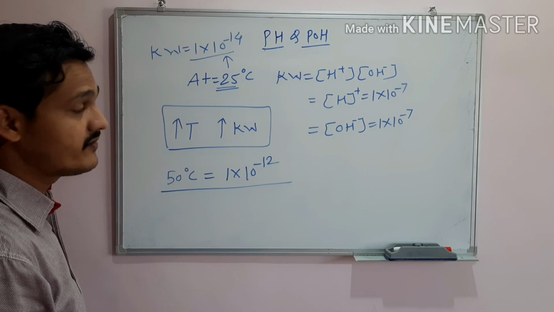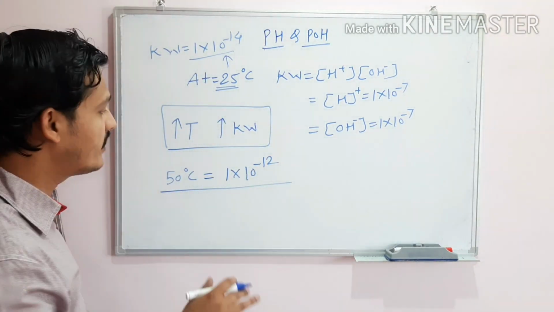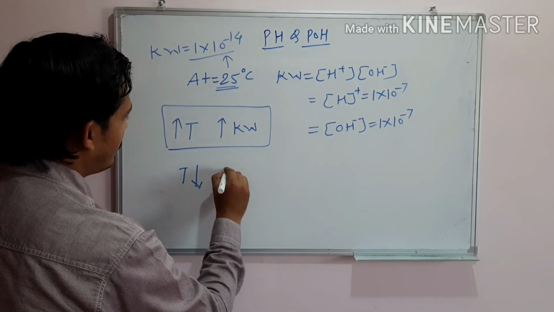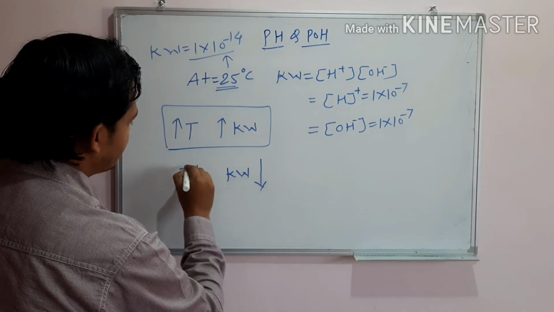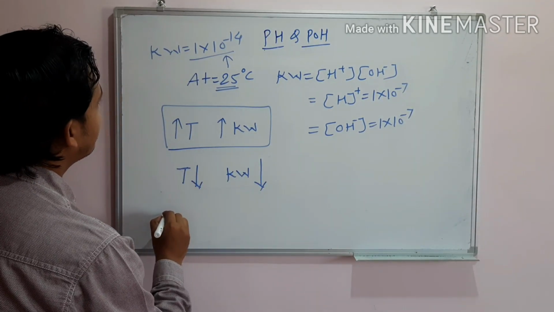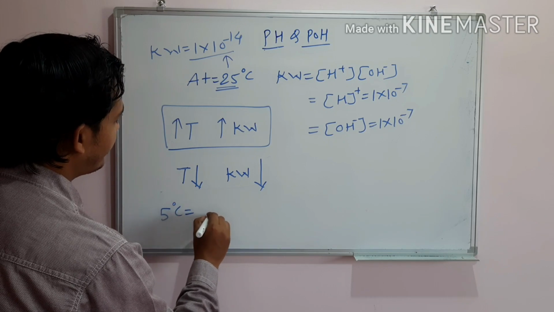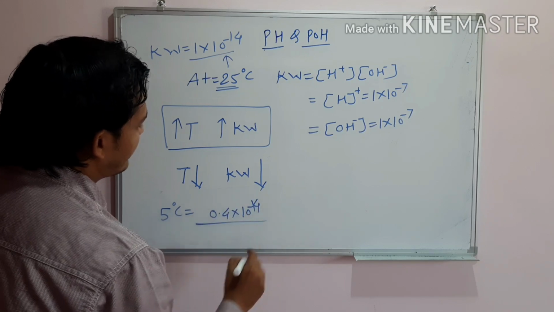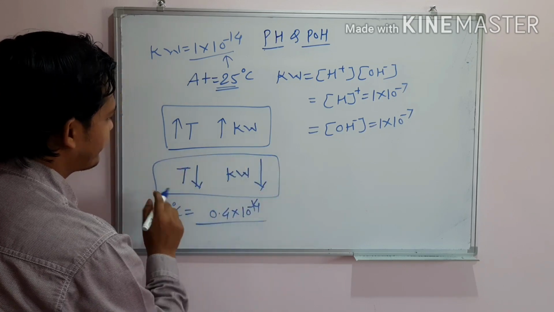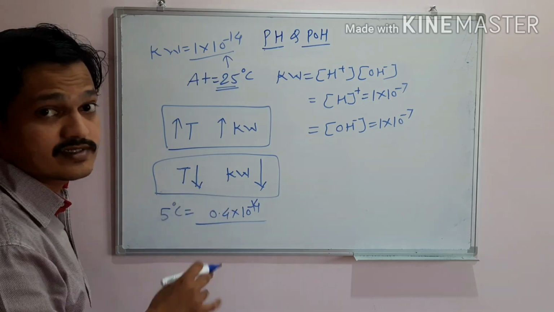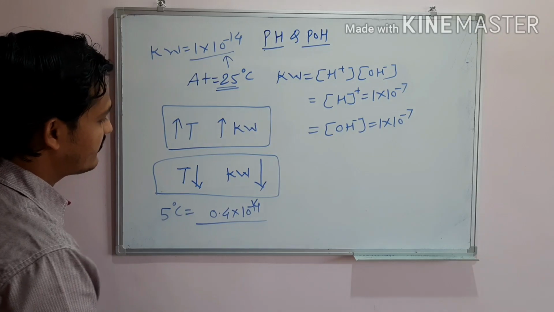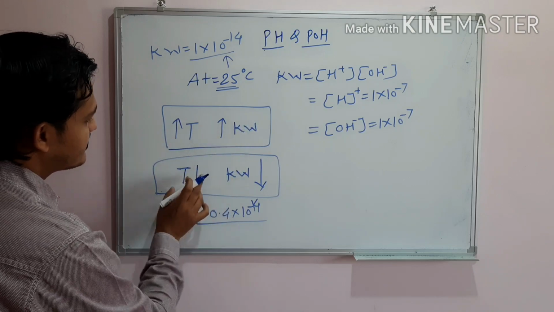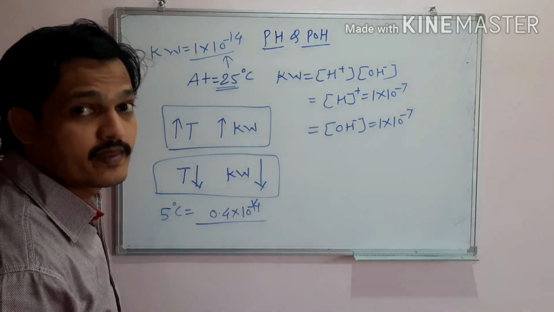It will be reversed as well: as temperature decreases, the value of Kw also decreases. Let us consider at a temperature of 5 degrees Celsius, the value of Kw will be 0.4 into 10 to the power minus 14. So these are the two most important points. सांगण्याचा उद्देश काय, सोरेन्सन याचा सगळा अभ्यास केलेला होता. 0.4 into 10 to the power minus 14. टेम्परेचर वाढवलं, Kw increases; as temperature decreases, the value of Kw also decreases.